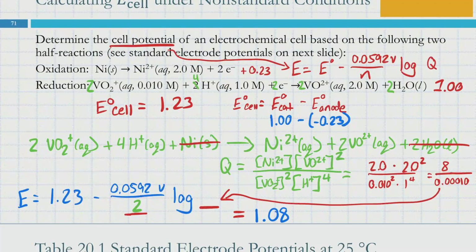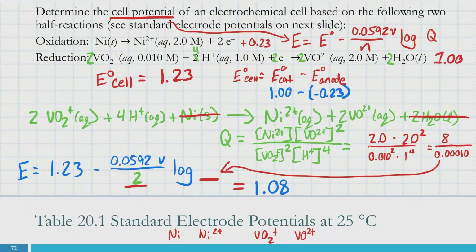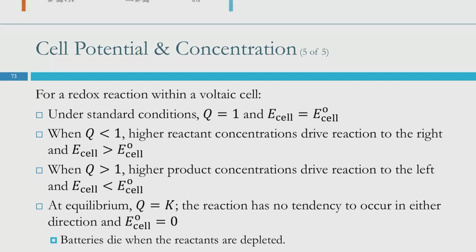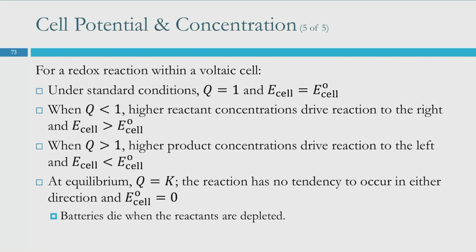So, a relatively involved problem using our Nernst equation. Some generalizations. For a redox reaction within a voltaic cell, under standard conditions, our Q is equal to 1, because our concentrations are all 1 molar under standard conditions. So if you've got a bunch of 1s raised to whatever powers over a bunch of 1s raised to whatever powers, that's always going to be equal to 1.